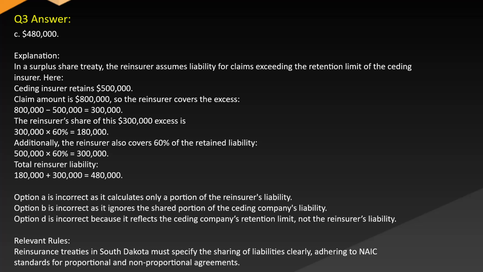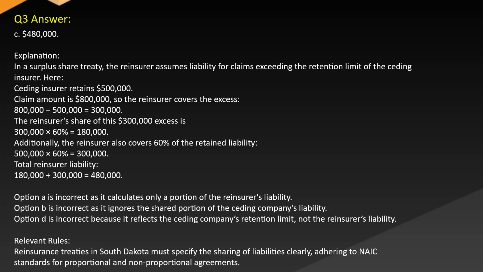insurer. Here, the ceding insurer retains $500,000. The claim amount is $800,000, so the reinsurer covers the excess. $800,000 minus $500,000 equals $300,000. The reinsurer's share of this $300,000 excess is $300,000 x 60% equals $180,000. Additionally, the reinsurer also covers 60% of the retained liability. $500,000 x 60% equals $300,000. Total reinsurer liability: $180,000 plus $300,000 equals $480,000.